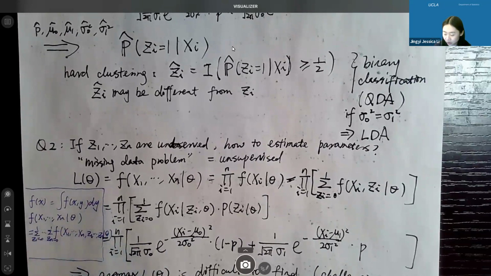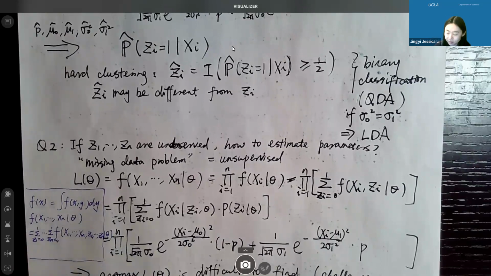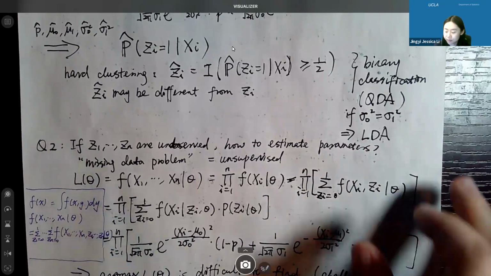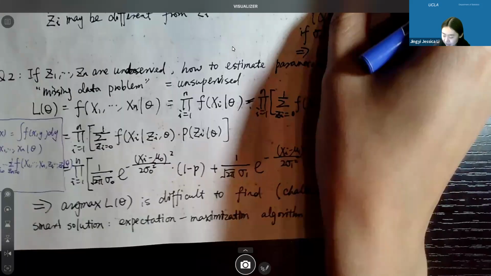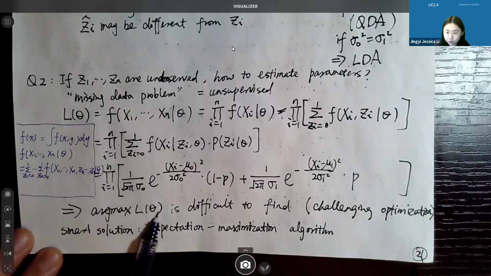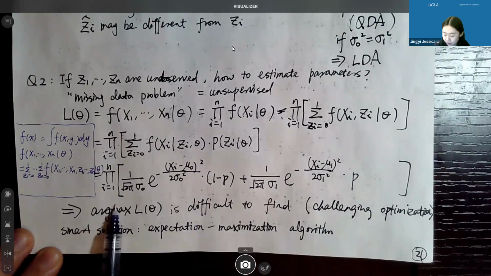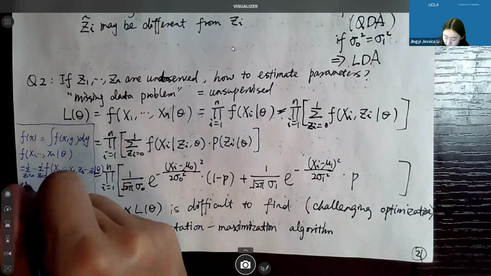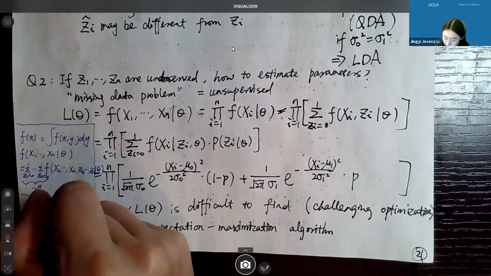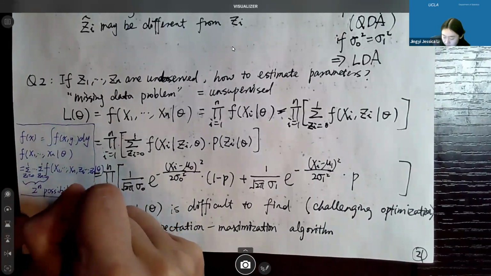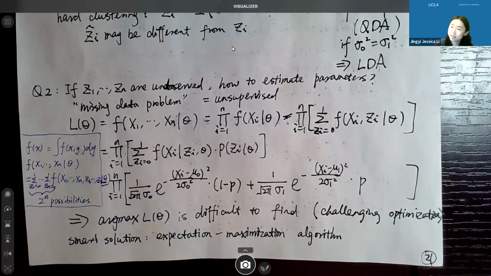Assuming that we could do this computation, you could imagine that it's quite difficult. Then we are left with this likelihood, and then we can do the optimization. But as I said last time, this likelihood maximizer is difficult to find. The reason is that we have 2 to the nth possibilities here. So what can we do, right?